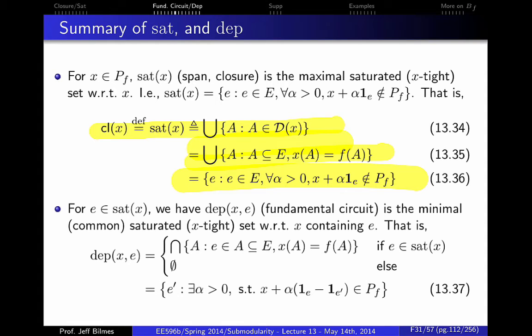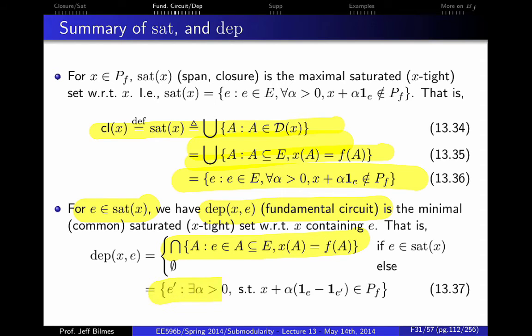For dep, if we choose a particular E which is in the sat, then the fundamental circuit, or more generally the dep in the polymatroid case, is the minimum E-containing saturated X-tight set. And we said it's equal to this.